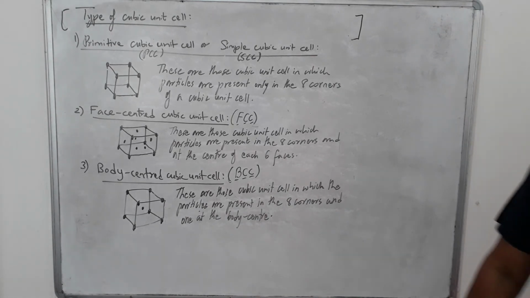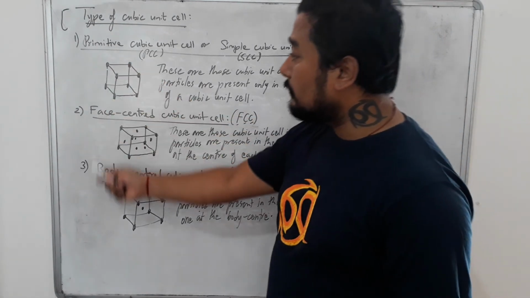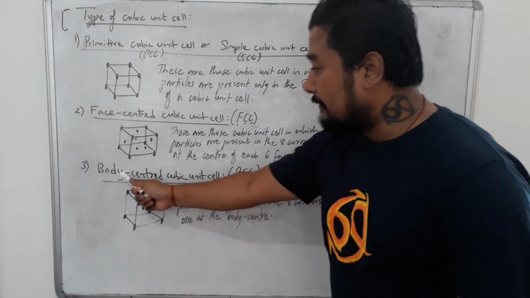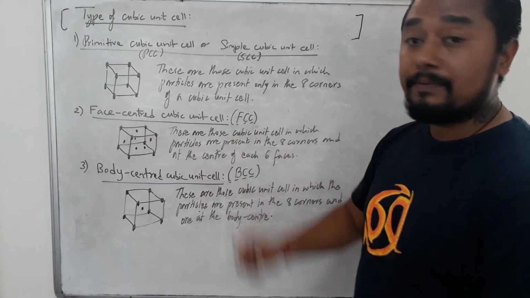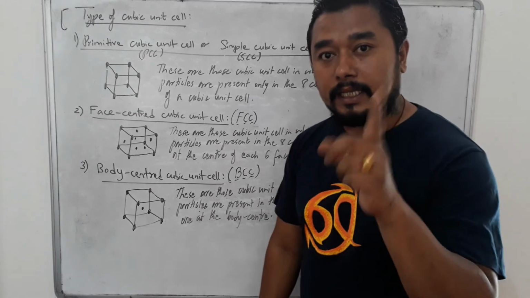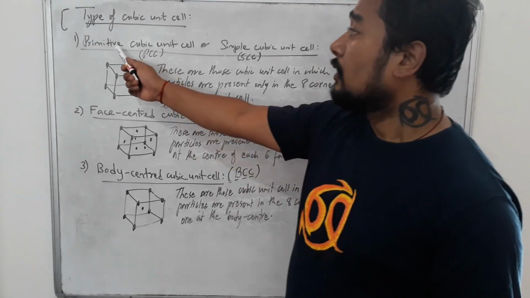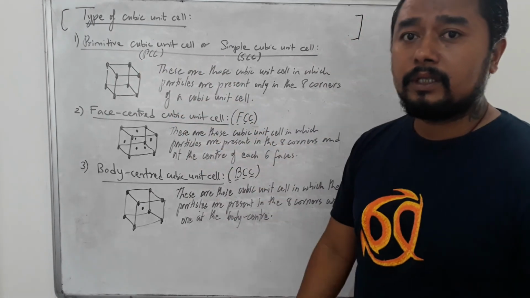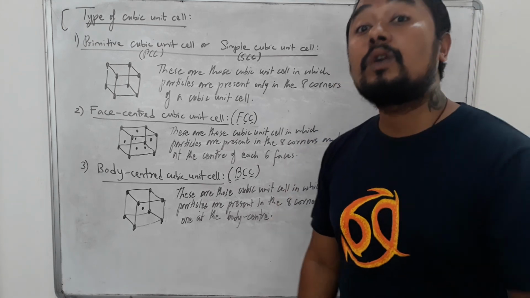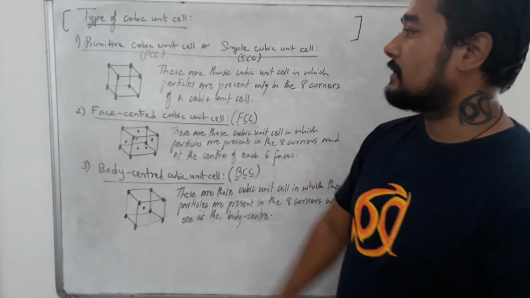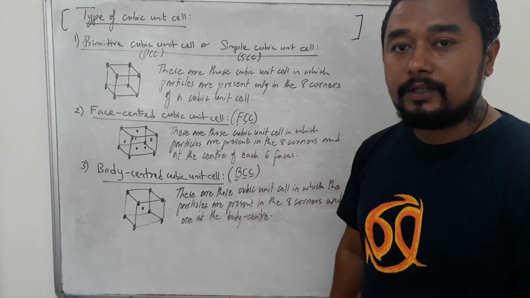So students, do remember there are 3 types of cubic unit cell. This has abbreviation as BCC, this is abbreviated as FCC, but do not write small letters, it has to be written in capital letters. Whereas primitive cubic unit, simple cubic unit, they don't have any abbreviation. But for our own convenience, we can write it as PCC and SCC. And no need to mark this definition, it's very easy.